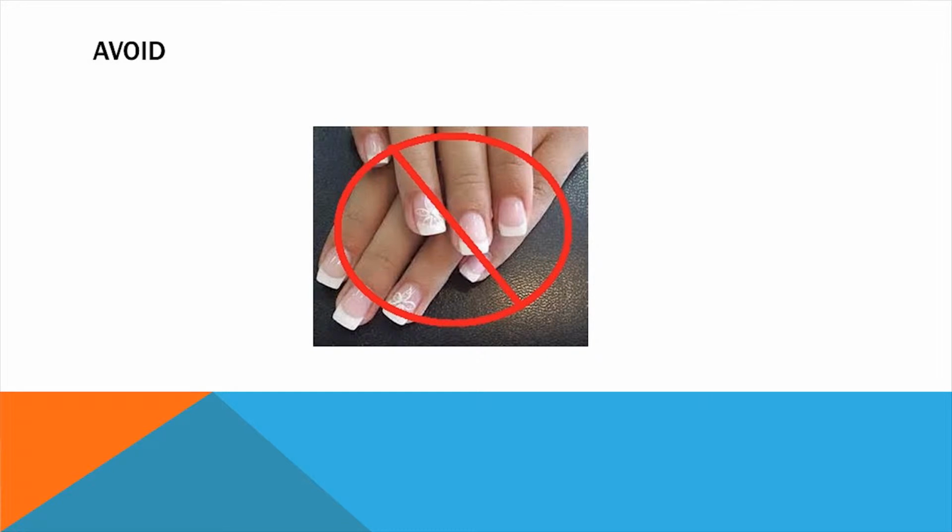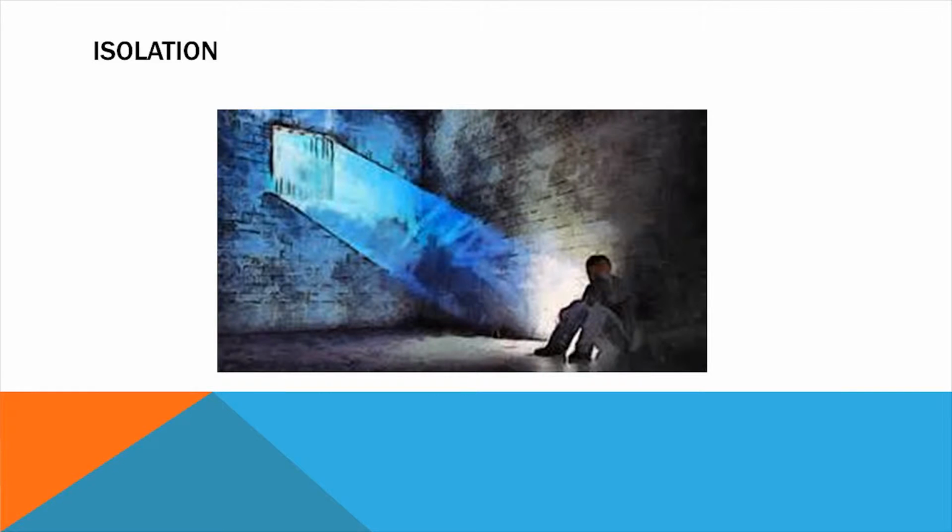So what bare below the elbows means, what you can't wear is nail varnish, false nails, multiple rings, friendship bands, wristwatches, or long sleeves. If you've got any of those on, please take them off before you enter the clinical setting. The next thing I'm going to talk about is isolation.